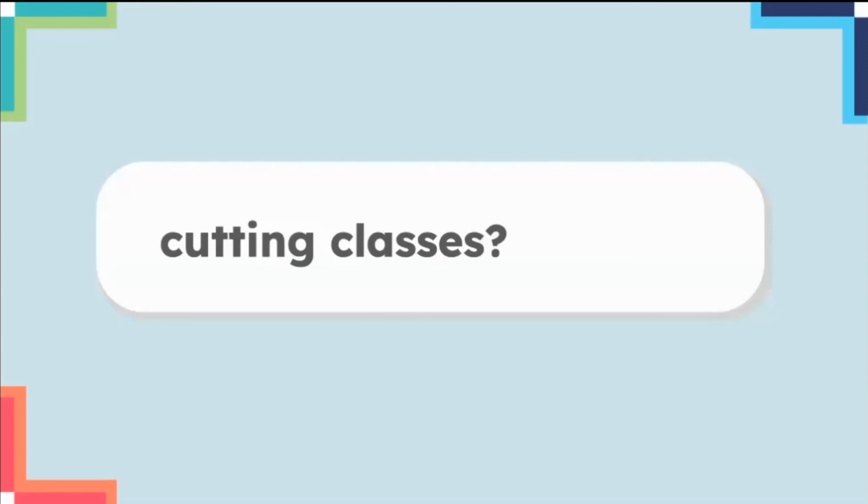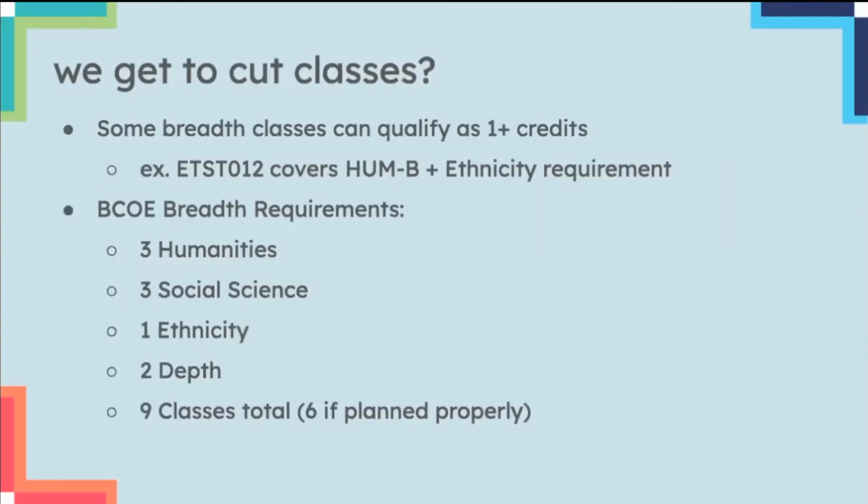Moving on. When we are talking about cutting classes, I'm talking about GEs, right? So if we go on to the next slide, these are your overall BCOE breadth requirements. No matter what major you are, either CS, CSBA, CE, or data science, you will have to take 3 humanities classes, 3 social sciences, 1 ethnicity, and 2 depth courses. So that is a total of 9 classes, right?